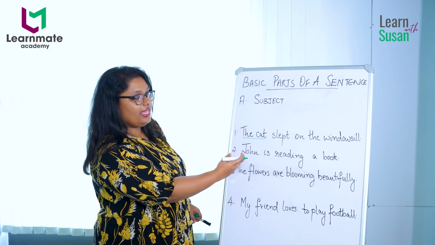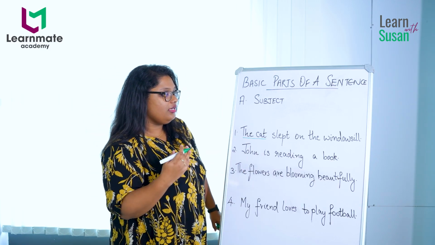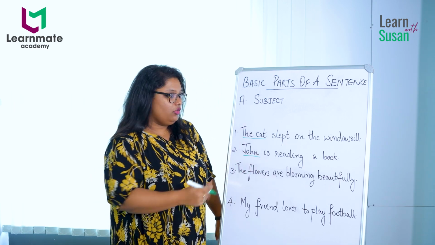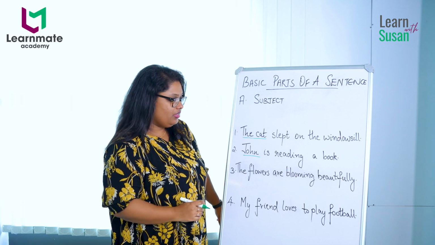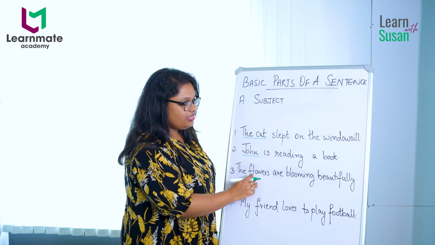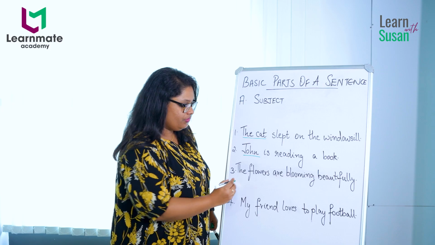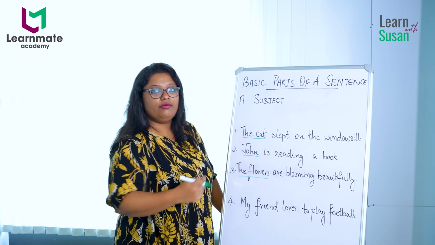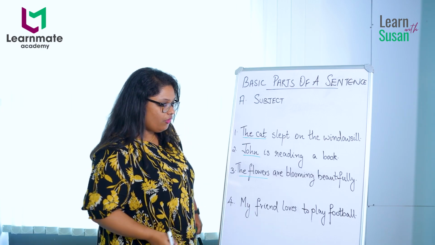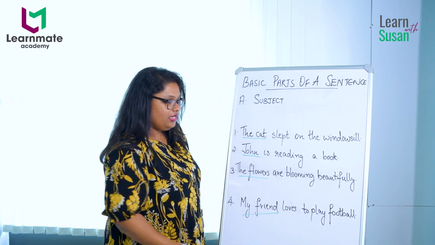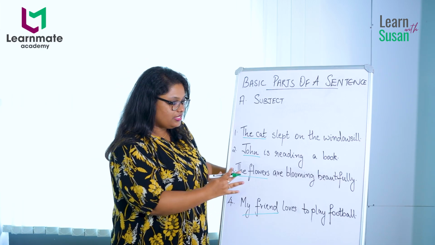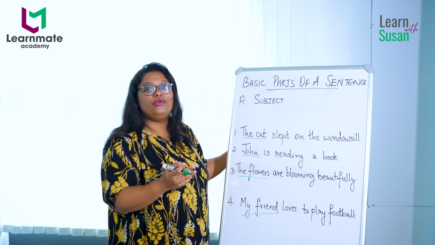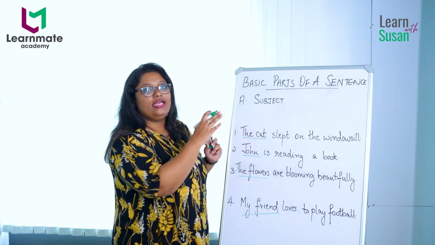Now moving on to the second sentence, John is reading a book. So we are talking about John who is reading a book. Moving on to the third, the flowers are blooming beautifully. So we are talking about the flowers that are blooming beautifully. Now moving on to the fourth one, my friend loves to play football. So the subject we are talking about here is my friend. So this is how you identify a subject in a sentence.